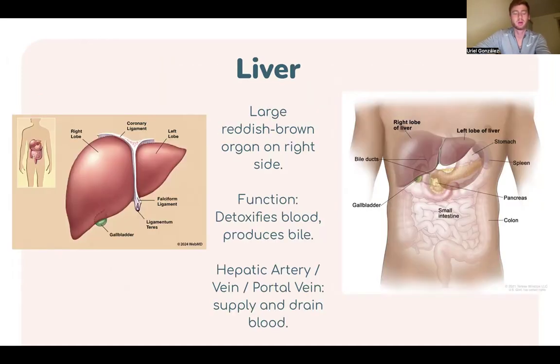Then we have the liver, or hígado. It's one of the largest and busiest organs in the body. It sits on the right side of your abdomen and performs hundreds of functions. Most importantly, for digestion, it produces bile to help break down fats, and it also filters the toxins from the blood that comes from the digestive tract.